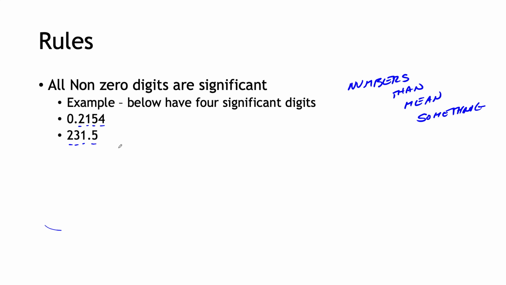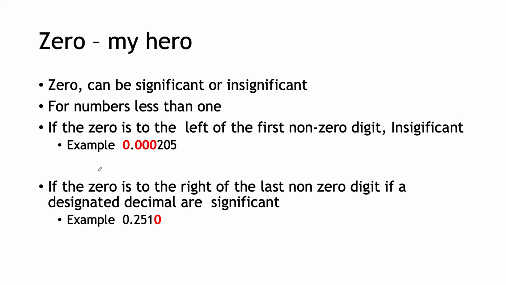Now I want to make sure you understand that when we say 4 significant digits, we do not mean 4 decimal places. As you notice, this one does have 4 decimal places, but this one only has 1. 3,351: all 4 of these are significant, but there's no decimal place. So if a scientist gives you data, it's saying that all these numbers are significant.